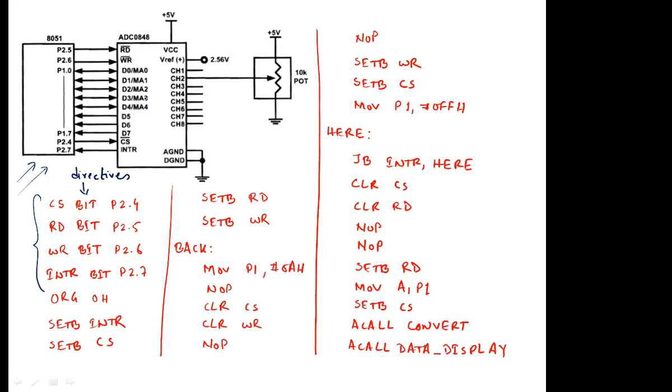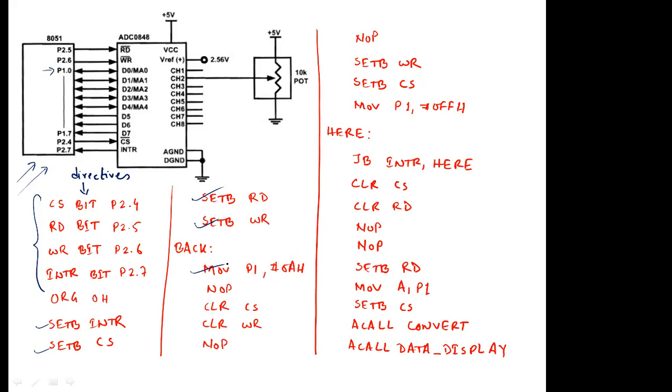So let us start. First of all, we are setting INTR to 1, we are setting CS to 1, we are setting RD to 1, we are setting WR to 1. Then we are writing move the value to port 1. This is the port 1 over here, which you are controlling. So you are moving the value 0AH.